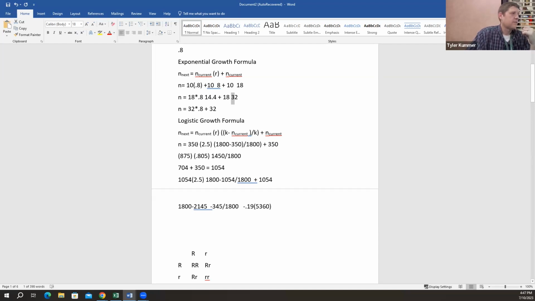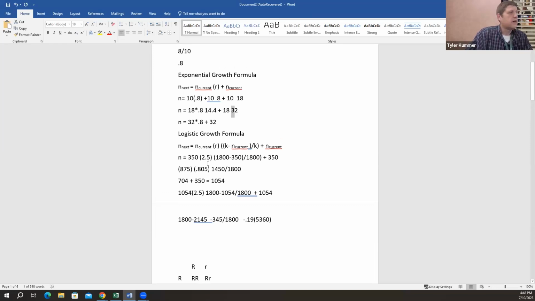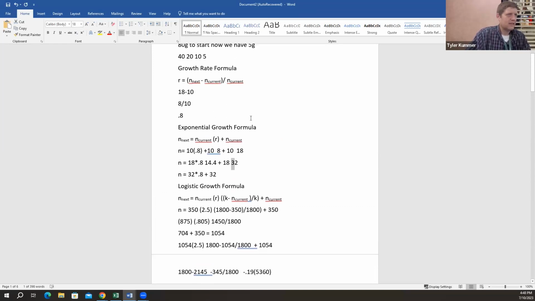Okay, 350 times 2.5, which is the growth rate in this example here, is 875. So 875 times 0.805. Now we're only going to add 704 instead of the 875. And that is going to give us a better prediction of our population growth. And then we do that 704 plus 350. We predict the next generation to be 1,054. So that's kind of how we're setting up this problem.